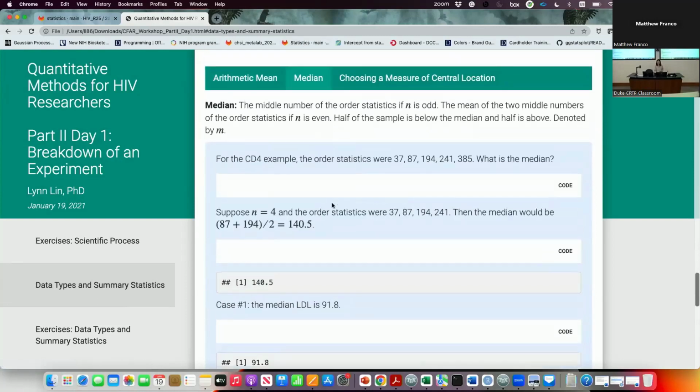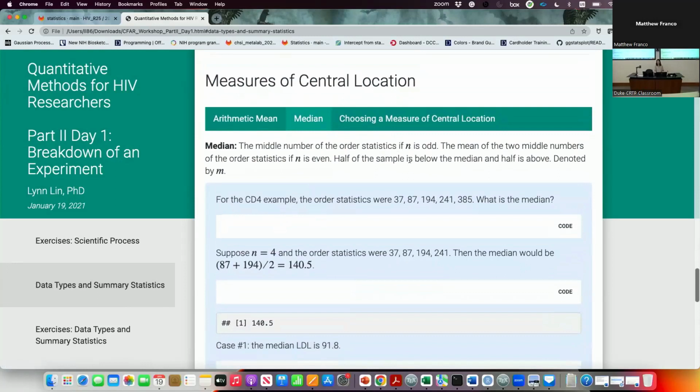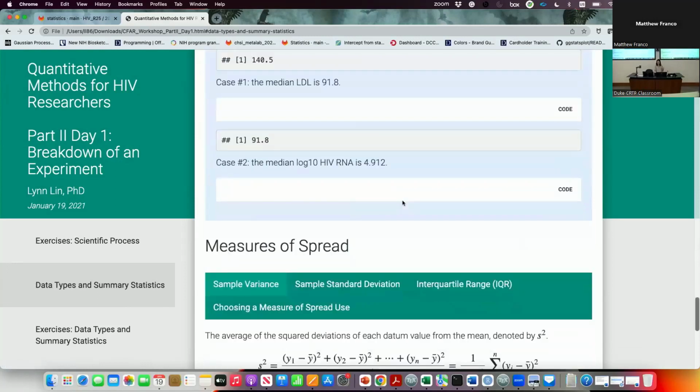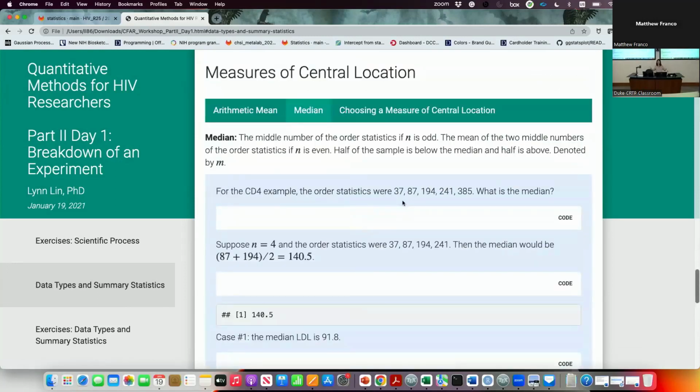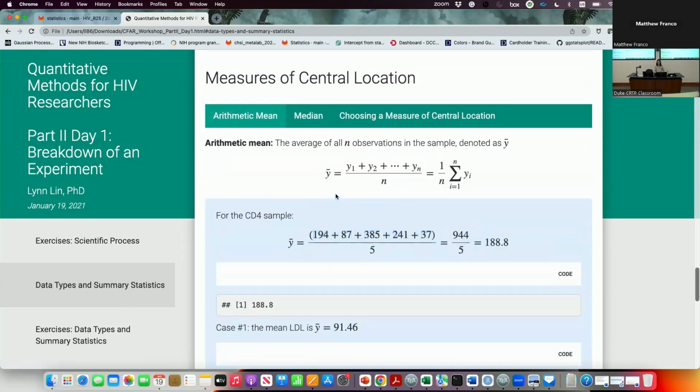But for the median, you have to do extra steps. You have to first of all sort these samples from smallest to largest, and identify the middle number as your median, right?